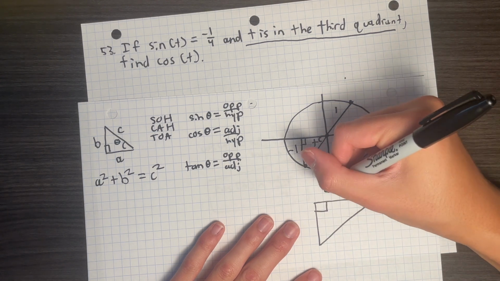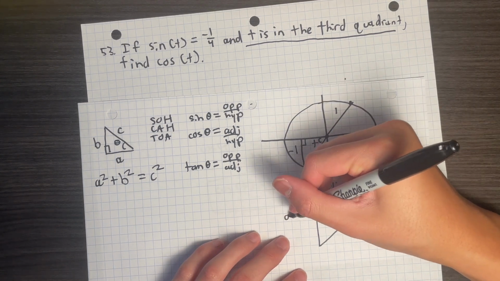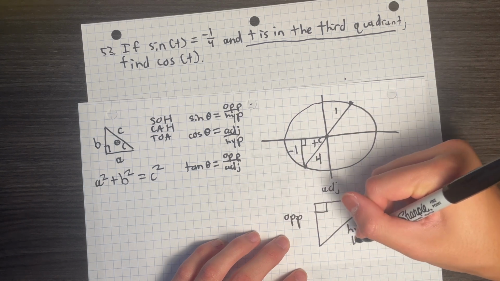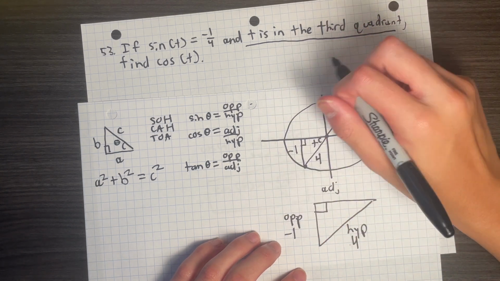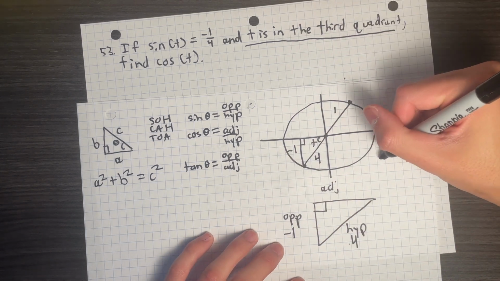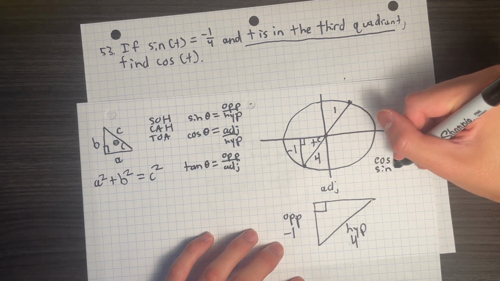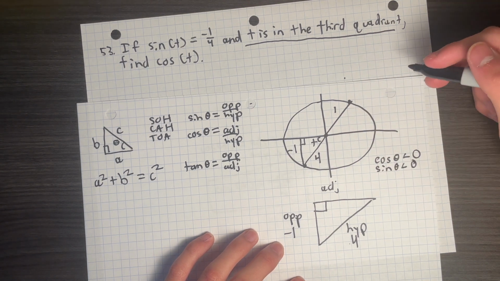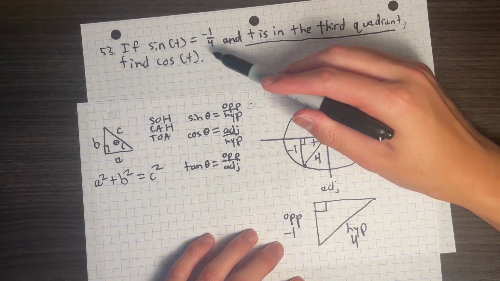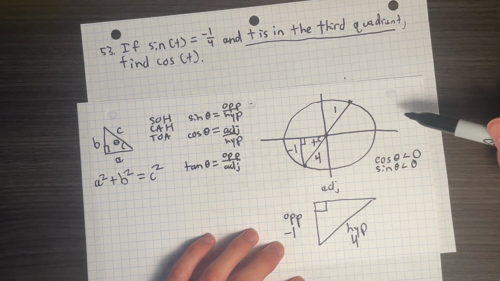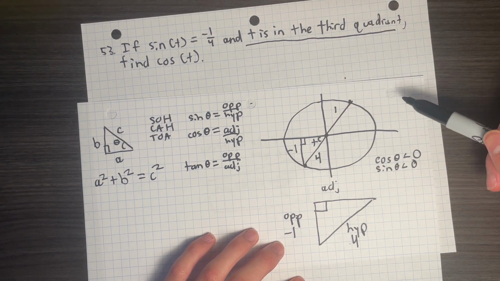And before we solve for the adjacent side, let's talk about, again, the importance of the quadrant. When we are in quadrant 3, both our cosine of theta and our sine of theta are less than 0. You can clearly see that because, again, our sine is negative here. And remember that your hypotenuse, no matter what, will always be positive.